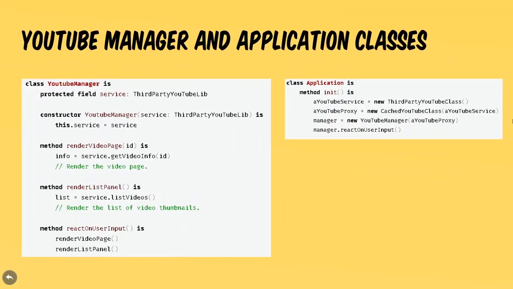And lastly, we have the YouTube Manager and the application class. The GUI class, which used to work directly with the service object, stays unchanged as long as it works with the service object through an interface. We can safely pass a proxy object instead of a real service object, since they both implement the same interface, and the application can now configure proxies on the fly.